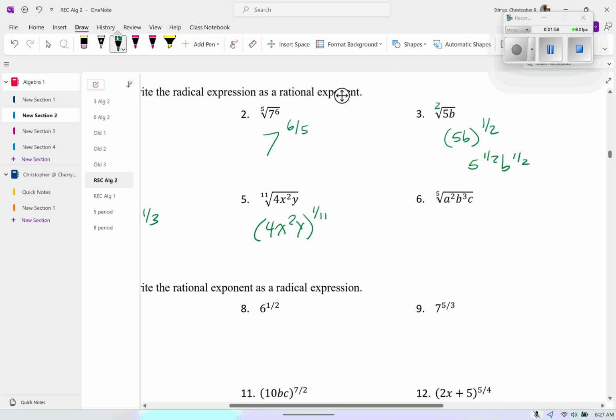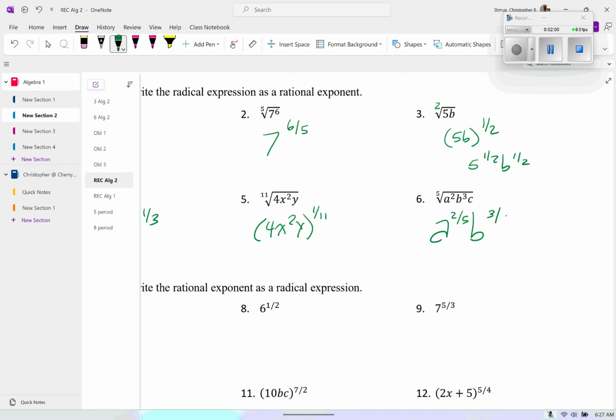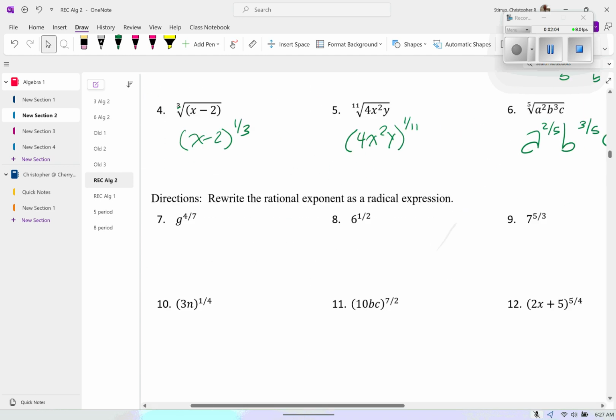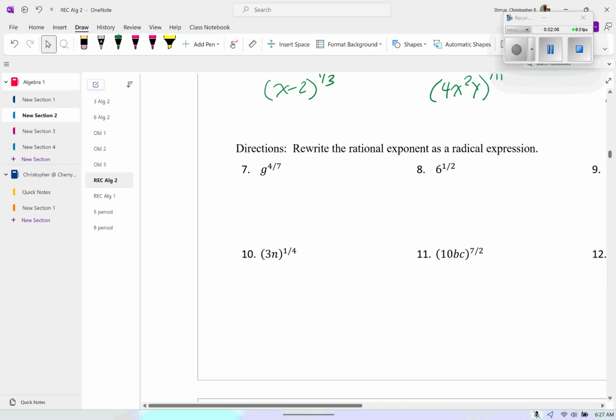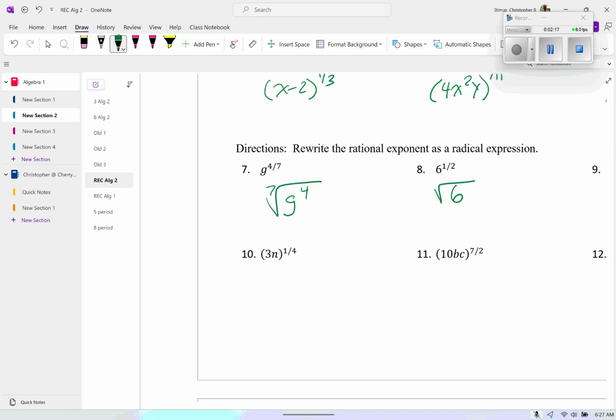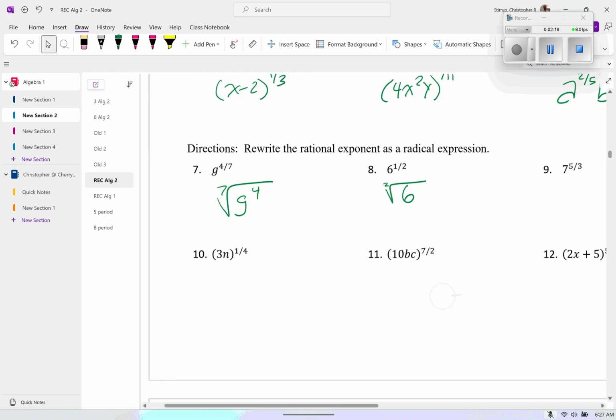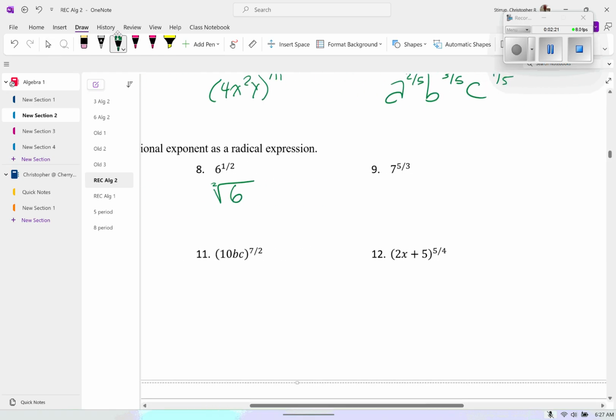All right, this one we're going to say that it's a to the 2/5, b to the 3/5, and c to the 1/5. It says rewrite as a radical expression. So remember the denominator. So this is going to be the 7th root of g raised to the 4th power. This is just going to be the square root of 6. You can put the little 2 there if you want to, but it's not necessary. This next one is the 3rd root of 7 raised to the 5th power.